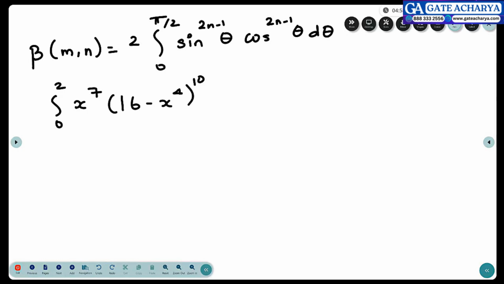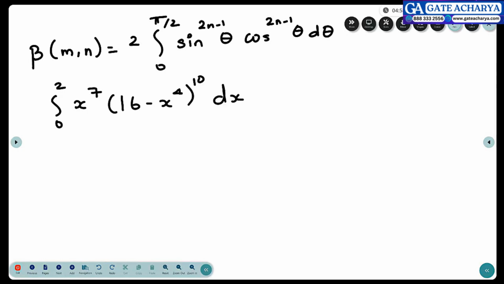x raised to 7 into 16 minus x raised to 4 to the power of 10. Now, whenever you see such questions, you will start to expand. The problem is the expansion is in which power? 10th power. So, if you write the terms, there will be 11 terms in that expansion. If you apply the binomial theorem, there will be how many terms? 11 terms in the expansion. Now, we have to multiply that x raised to 7 by all these 11 terms, and then only you can do the integration. Now, there is a shortcut to this.